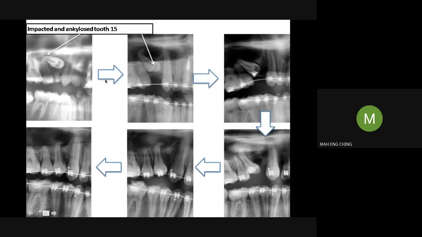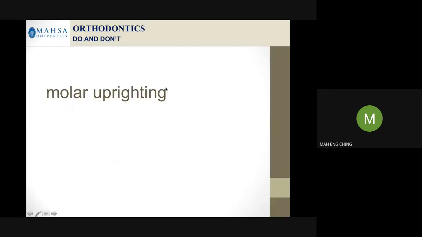Okay, uprighting. See, there's an impacted premolar, and you use the braces to upright it. Like say, you're trying to create a parallelism between the roots, then the result will be more stable. So this one, I call it uprighting. You're tilting the tooth mesially and distally.